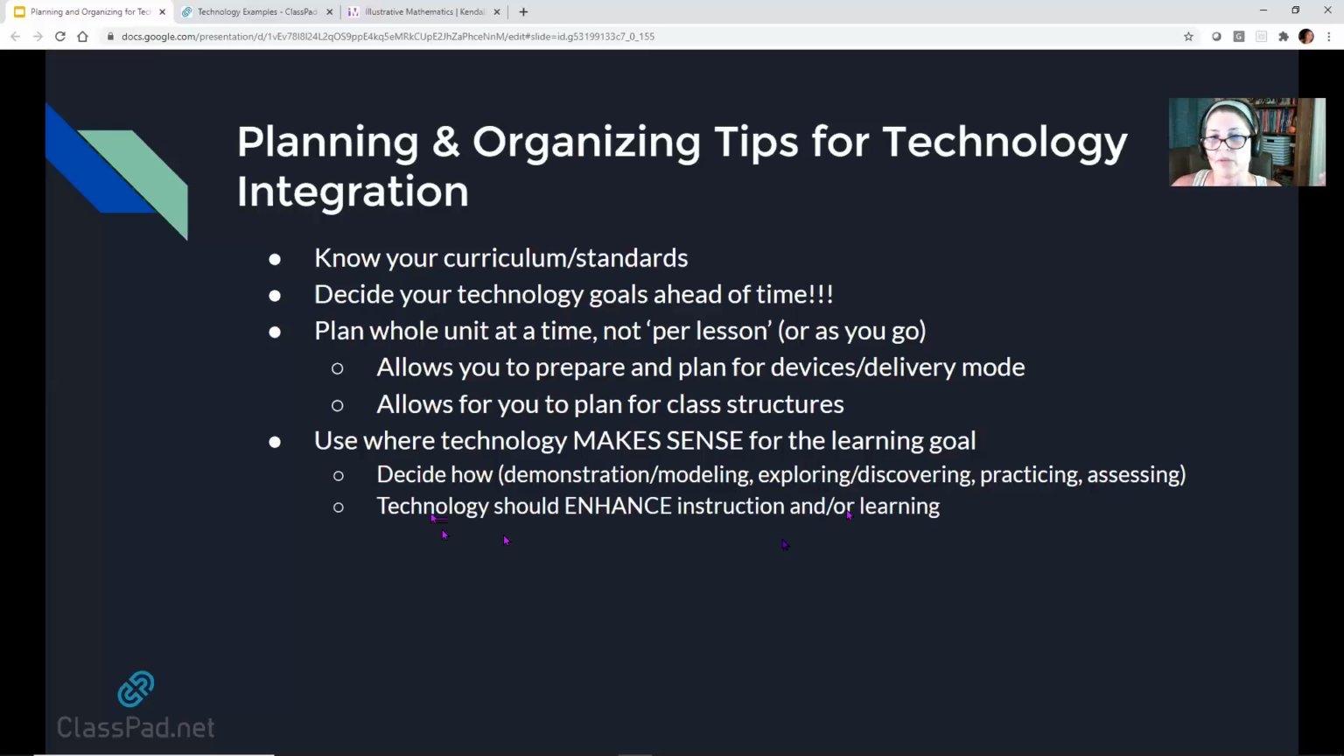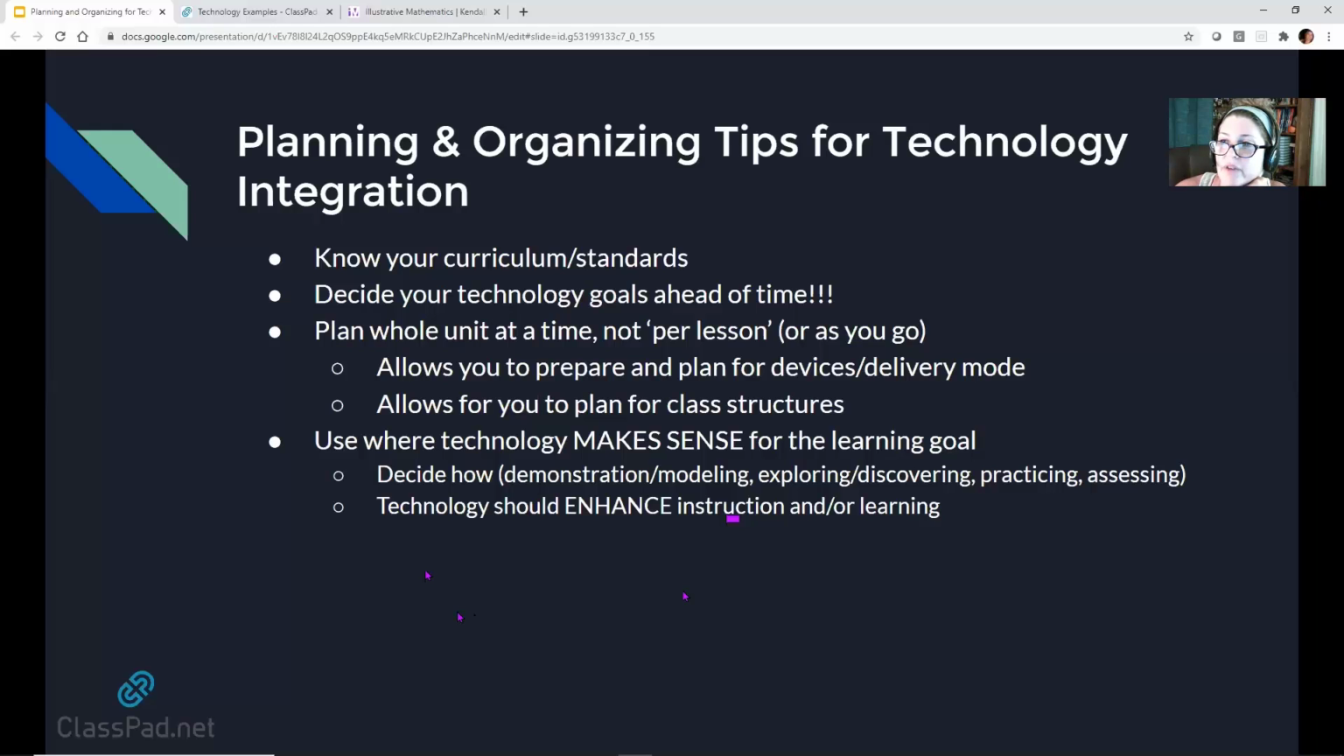And this is something we need to remember. Technology should not just be used because you need to use technology. Technology should be enhancing the instruction or the learning, making it better. It shouldn't just be used because you happen to have it. So keeping that in mind, you want to make it work.